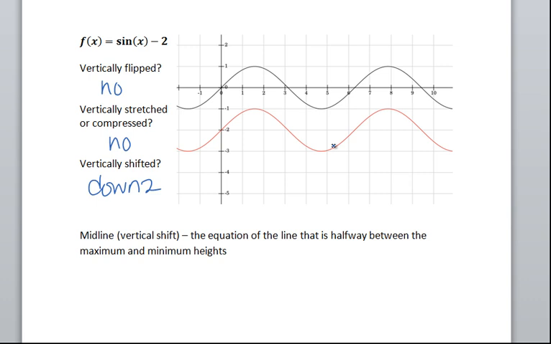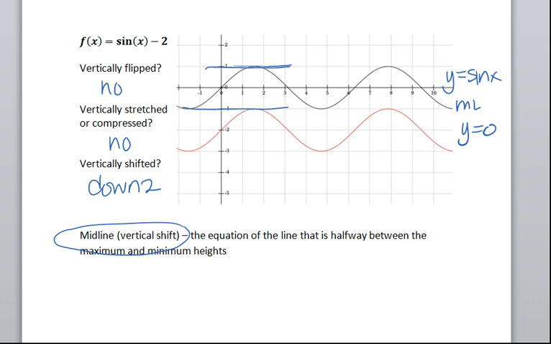So now we no longer call the vertical shift a vertical shift. What we do is we call it a midline. Okay? The midline basically is the equation of the line that is halfway between the maximum and minimum heights. So if you look here at just our default y equals sine of x, the midline is y equals 0. Right, because it's not shifted at all. Okay, and the line y equals 0 is halfway between the maximum and the minimum.